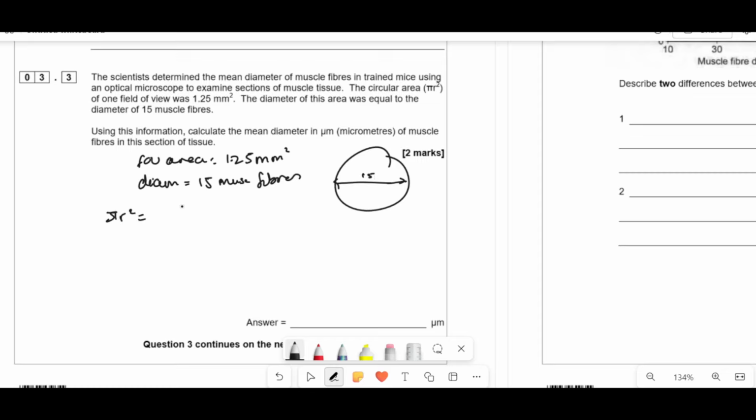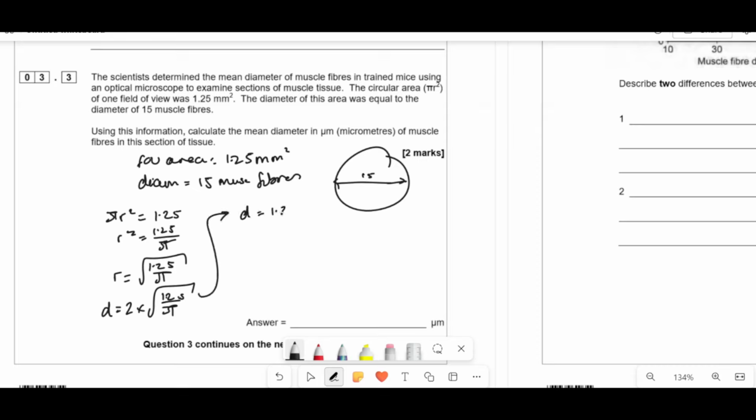So pi r squared equals 1.25, which would be the area of a circle. So r squared equals 1.25 over pi. So that means r is going to be the square root of 1.25 over pi. So d would be 2 times the square root of 1.25 over pi, because that's the diameter, right? So if I do that, we get a diameter of 1.2616 millimeters. Careful, because the area is in millimeters squared. We've just worked out the diameter, which is the length, so it's millimeters. So then, this diameter is 15 muscle fibers. So one of them is going to be this answer divided by 15.